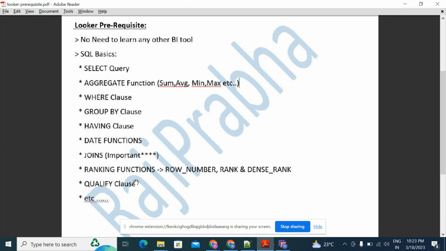Apart from that, we should learn ranking functions as well as the qualify clause.